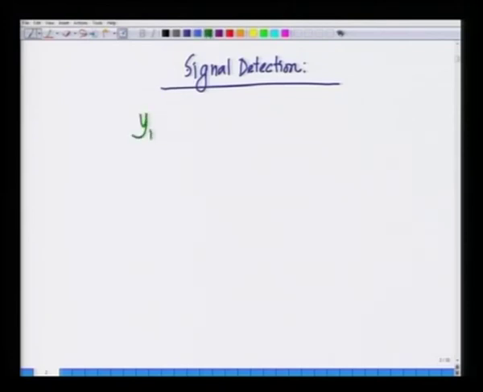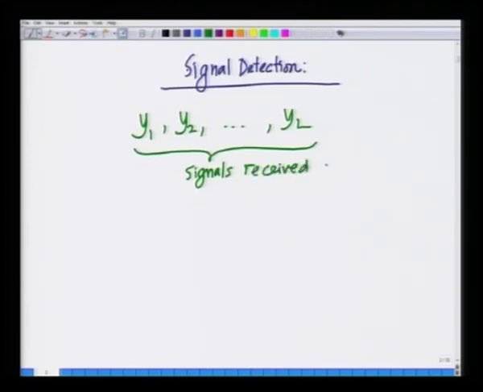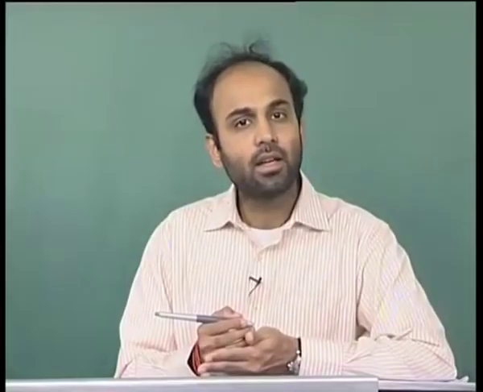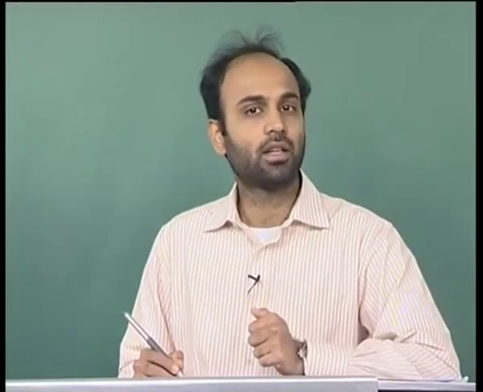I have y1, y2, so on and so forth up till yl. These are the signals received at L receive antennas. What I will do is now I will combine these signals to detect my transmitted signal X.